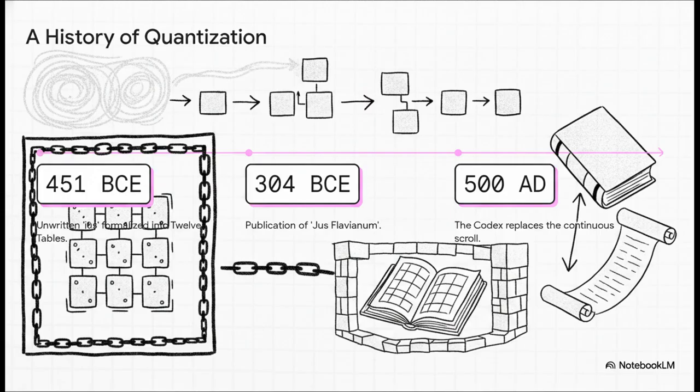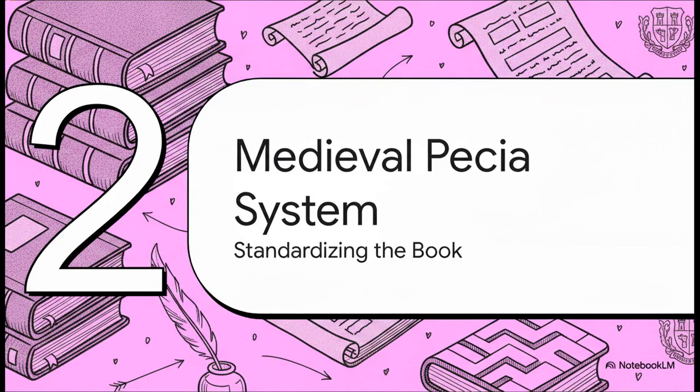And why? Because structure prevents the arbitrary interpretation of laws by the ruling classes. It firmly locked down meaning. Moving right along to Section 2, the medieval Pecia system. Let's fast forward to the Middle Ages, where this quantization really kicks into overdrive.